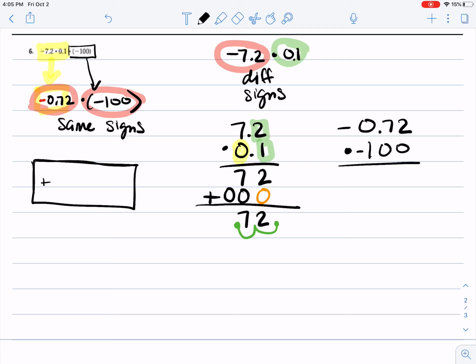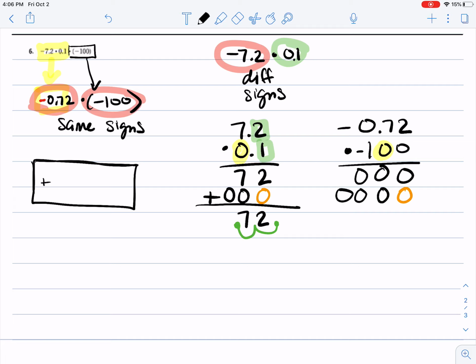All right, I'll just do it this way. Okay, so the first thing that we are doing, we're focusing on this 0. So 0 times 2 is 0. 0 times 7 is 0. 0 times 0 is 0. In the tens place, we have another 0. That's the one we're going to multiply next. This one. 0 times 2 is 0. 0 times 7 is 0. 0 times 0 is 0.